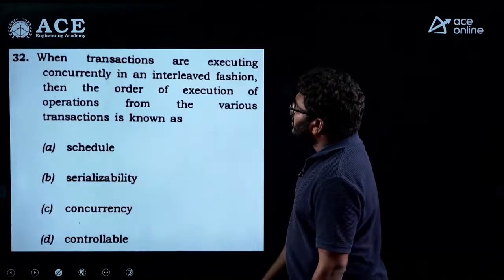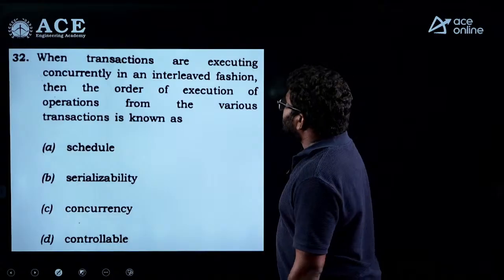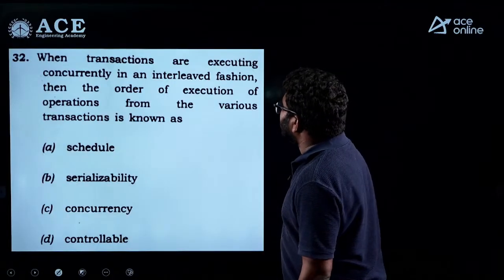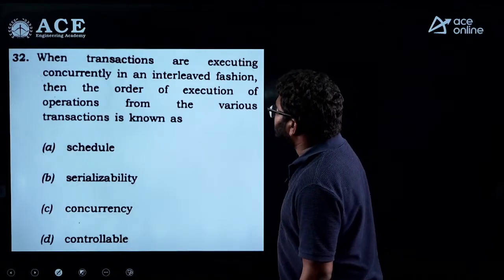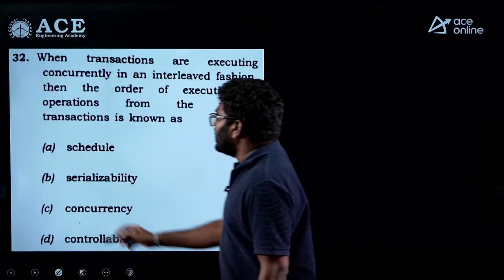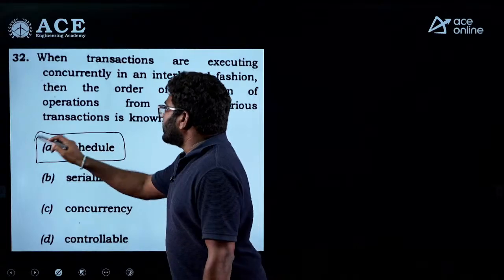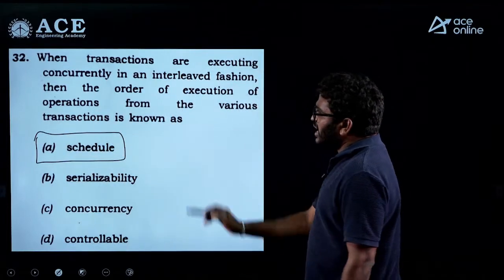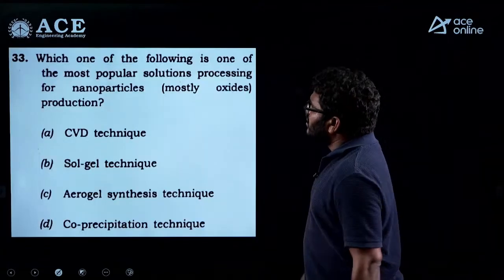Next question. When transactions are executed concurrently in an interrelated fashion, the order of execution of operations from the transactions is known as a schedule. It is not exactly related to material science, but the answer for this question is a schedule, right.